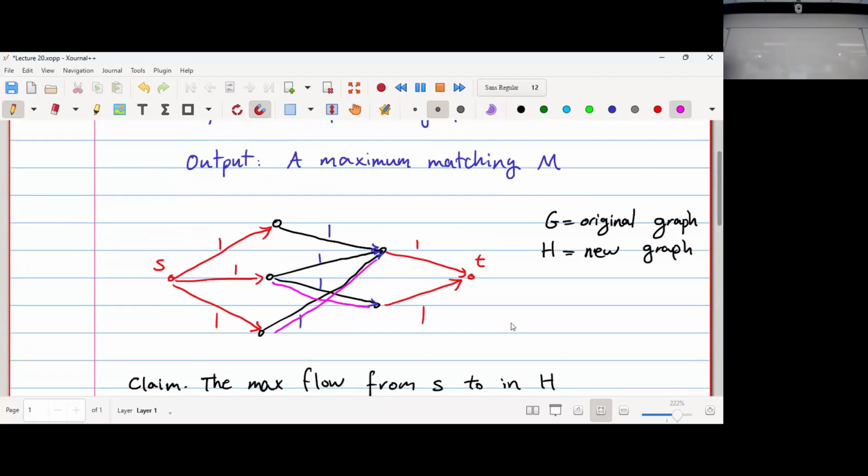I can create a flow of 2 now, because I can just send 1 unit of flow from S to this vertex and then use the matching edge to send it to this one, and then use this edge to send it to T. And then I can do the same thing basically for every edge of my matching. I can send 1 unit of flow from S to the left side of that edge in the matching, and then to the right side, and then to T. And because this is a matching, I'm not going to use any of the red edges here more than once. So I'm going to get a valid flow. I'm not going to exceed the capacity of any edge.